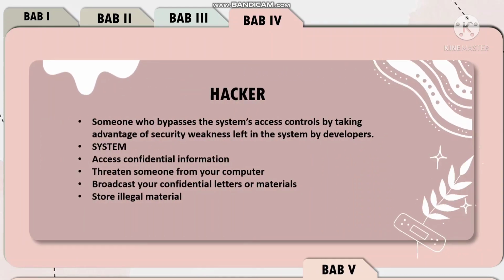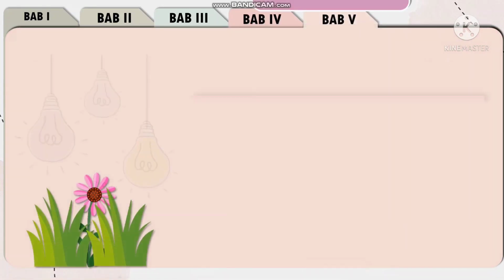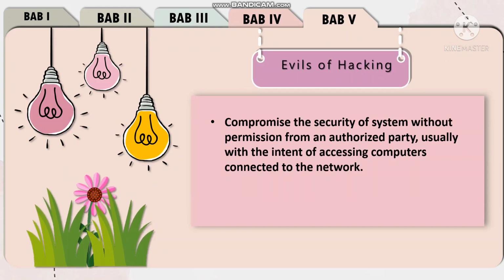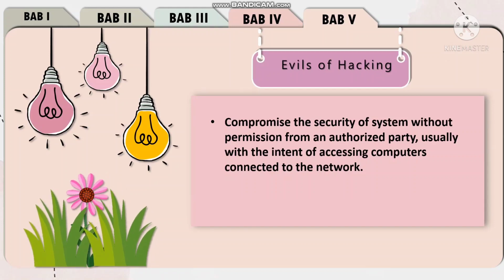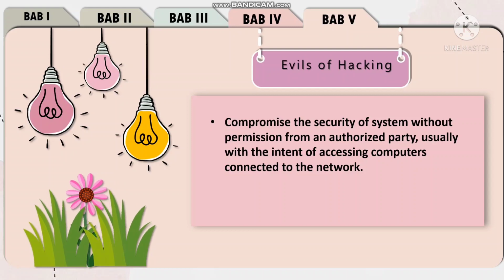So, the next one is hacker. A hacker is someone who bypasses the system's access controls by taking advantage of security weaknesses left in the system by developers. The second one is system access: confidential information, threaten someone from your computer, broadcast your confidential letters or materials, and store illegal material. Evils of hacking: compromise the security of a system without permission from an authorized party, usually with the intent of accessing computers connected to the network.